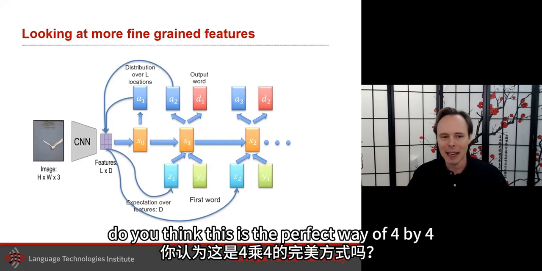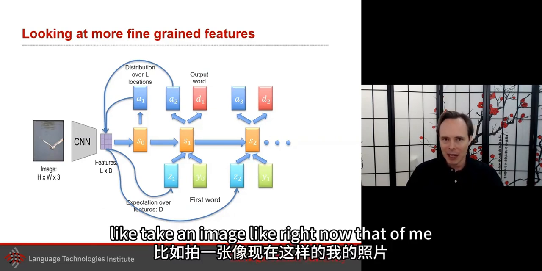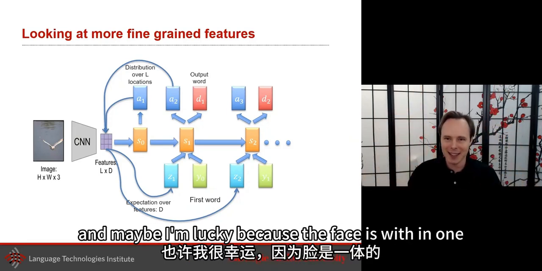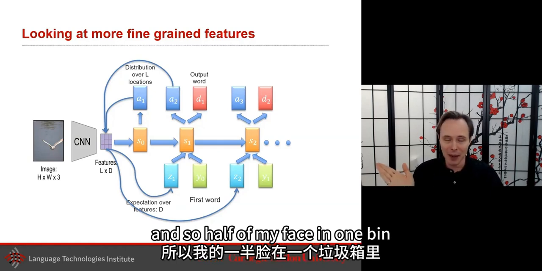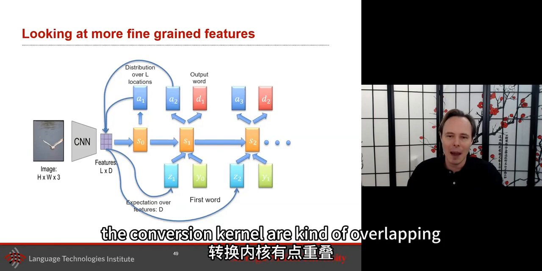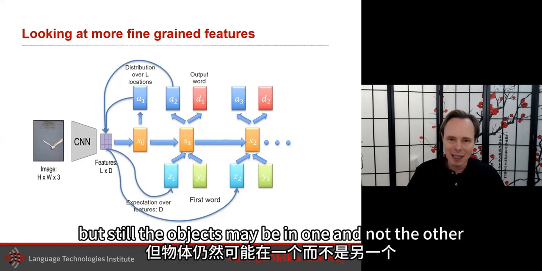Do you think this 4 by 4 is the perfect way to attend to an image? Take an image like right now, that of me, is it really the right way? Maybe I'm lucky because the face is within one, but maybe my face will be cut in half, so half of my face in one bin and half of the face in another. Now, as you know, the convolution kernels are kind of overlapping, so they're not exactly cutting it that way, but still the object may be in one and not the other.